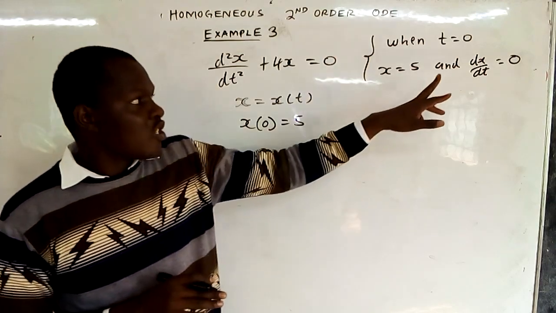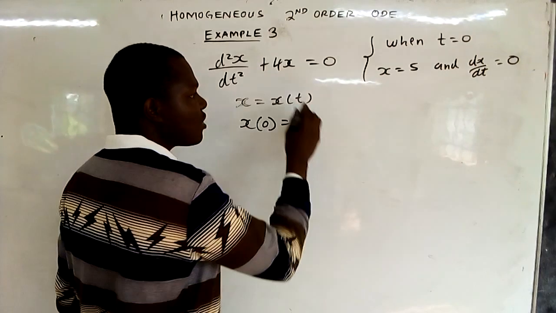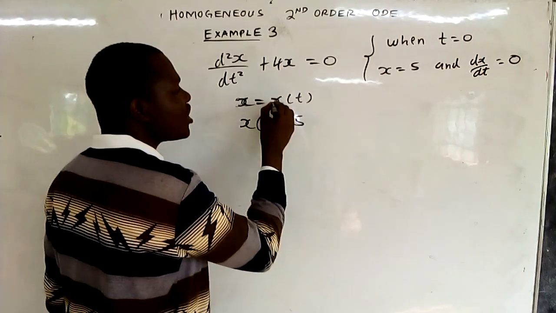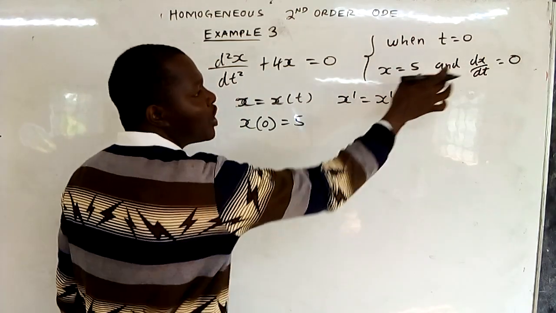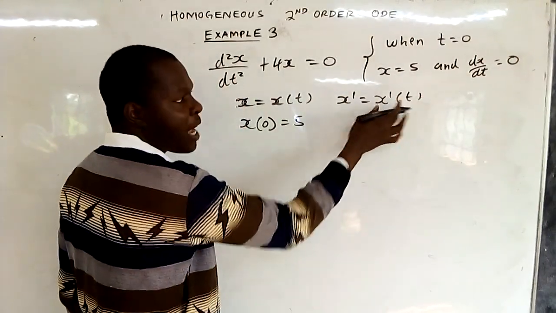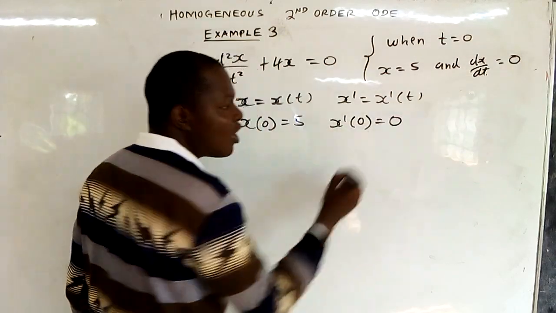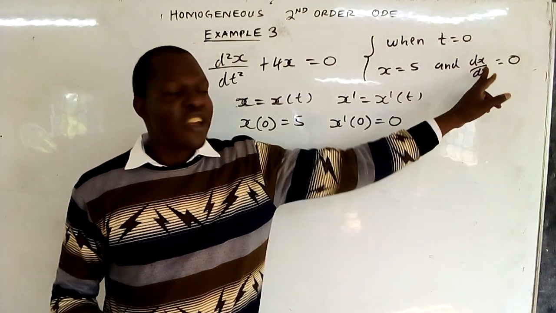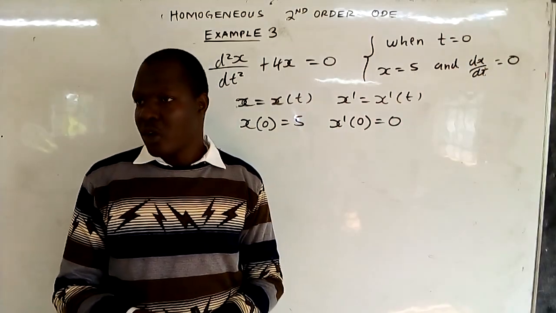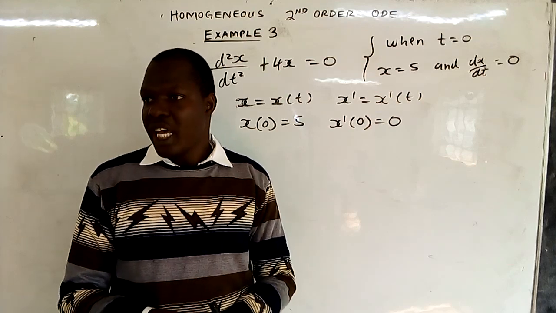If you go to the next initial condition, when t is 0, dx over dt is 0. So dx over dt means you are differentiating x with respect to t, meaning dx over dt is x prime of t. So it means x prime of 0 is also 0. So this is the shortest form of representing those initial conditions. Are we together there?